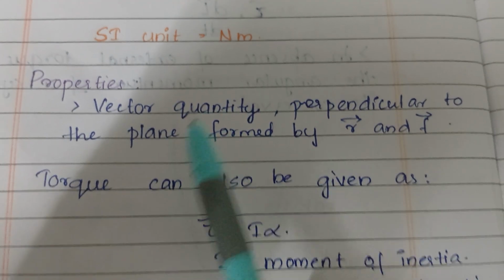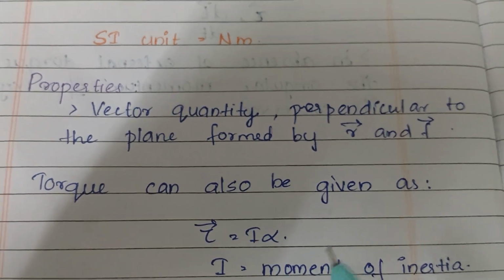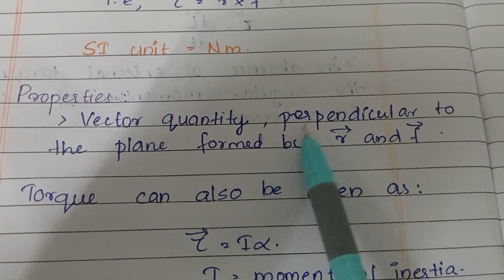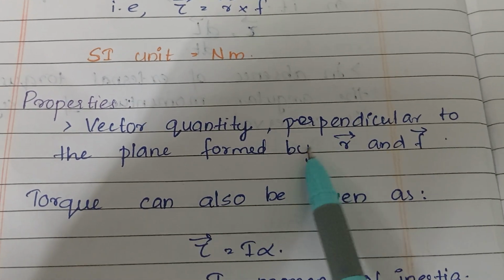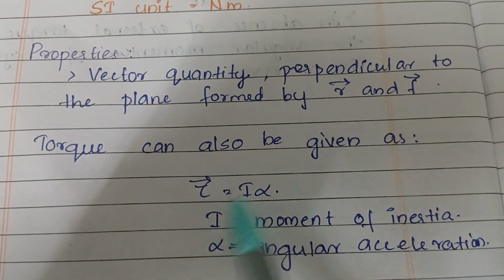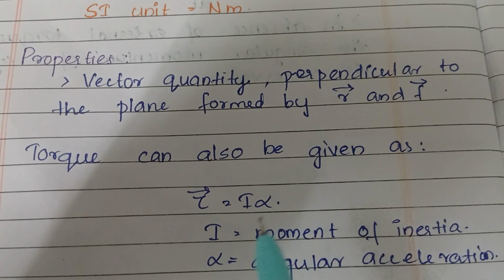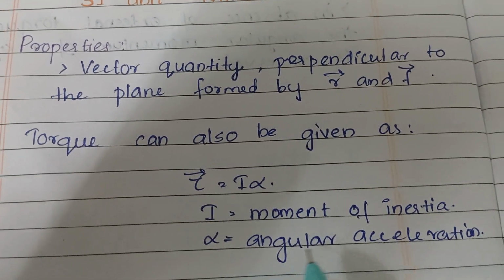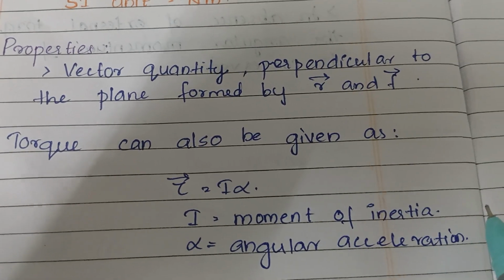Now we are going to the properties of torque. Torque is a vector quantity which is perpendicular to the plane formed by r and F. Torque can also be given as tau is equal to I alpha, in which I is the moment of inertia of that particle and alpha is angular acceleration.